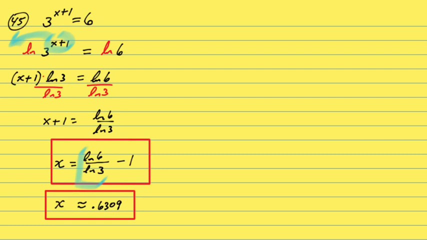Please resist the urge of calling this ln 2 because it's not. Don't cancel the ln's because it's not multiplied. It's natural log of 6, not natural log times 6. It's a mathematical function like a square root. It wouldn't make sense to say what's a square root times 9. You'd say what's the square root of 9. So it's a mathematical concept.